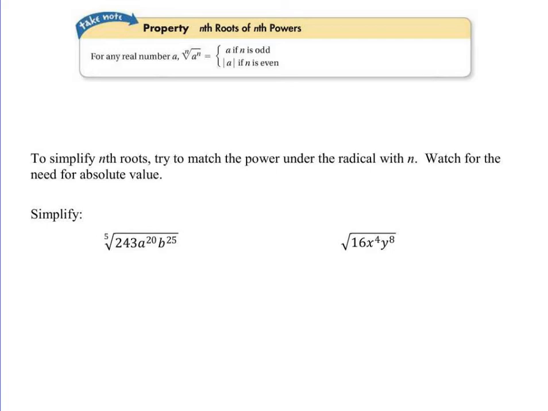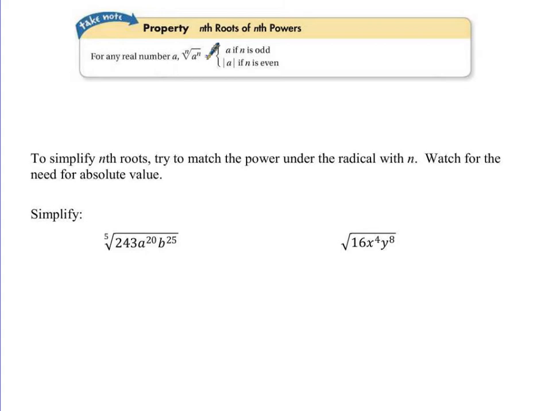Nth roots of nth powers. This one is kind of an important one. It's a big deal. For any real number a, the nth root of a to the n. We kind of just saw that on that last problem with the square root of negative 2 squared. The nth root and the exponent of n do cancel each other out.